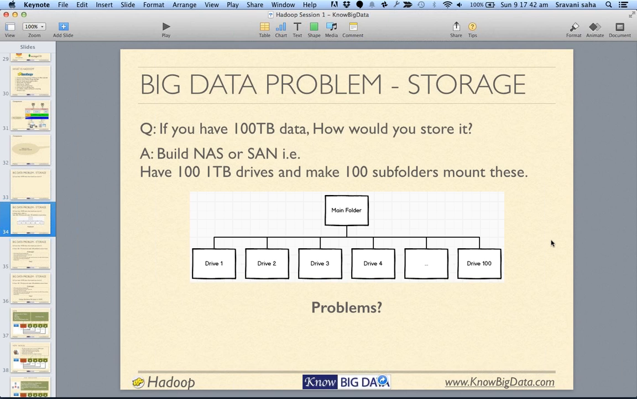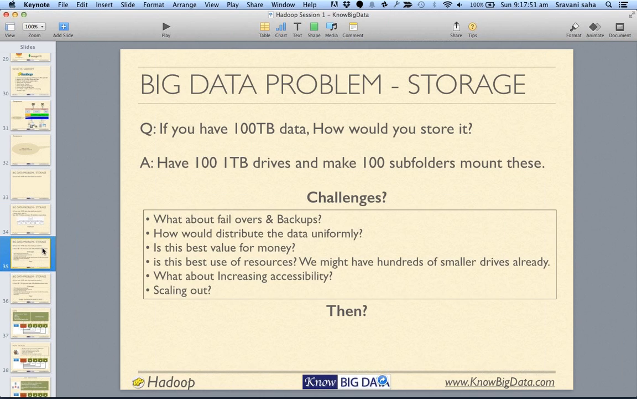Any other problems do you see with this approach? All right. So the other problem which I see, you have already mentioned. What about failures?